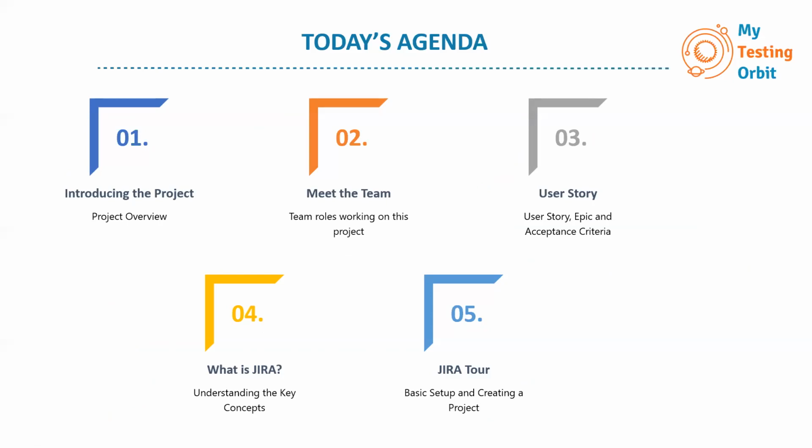So we will specify who will be the team members who will be working on the project. Then we will go through the concept of user story. User story is a very important concept in Agile based projects. So we will understand what a user story is, how we write it, what an epic is, what an acceptance criteria is. Then later on, we will go through an overview of Jira. We will be using Jira as our project management and our defect tracking tool. So it's important that you are familiar with the key concepts of Jira.